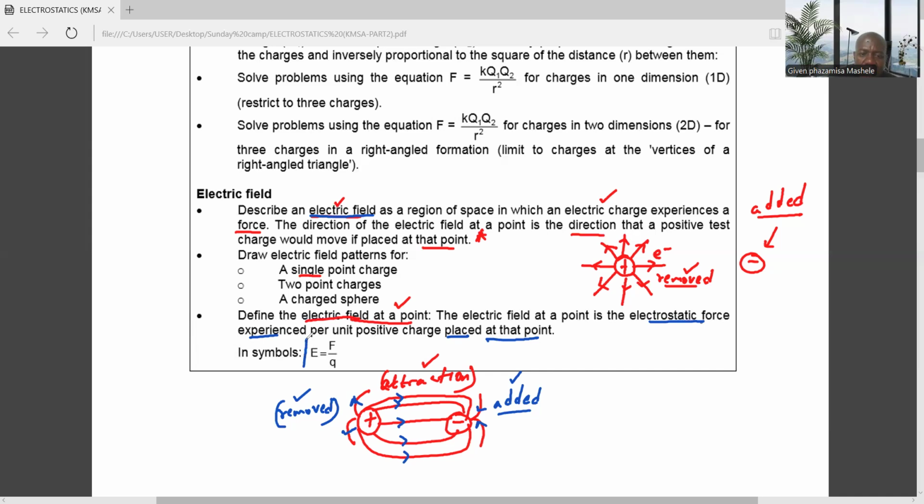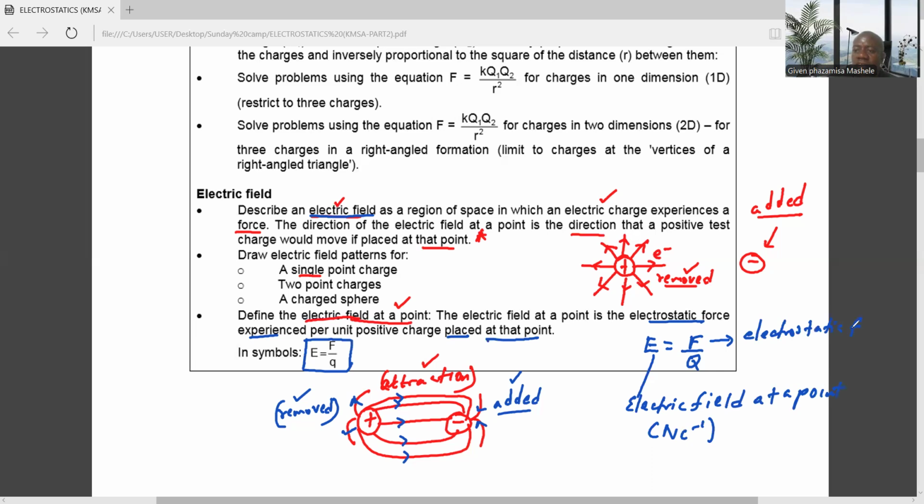So this is the formula for calculating the electric field at a point. E equals F divided by Q. The E stands for electric field at a point. In other books, they call it electric field strength. And this electric field at a point is measured in Newton per Coulomb. Why? Because the F is our electrostatic force, which is measured in Newton. Then the Q is the charge, which is measured in Coulomb.